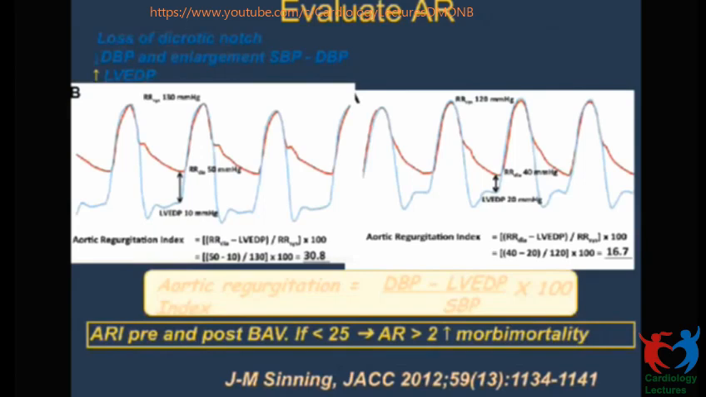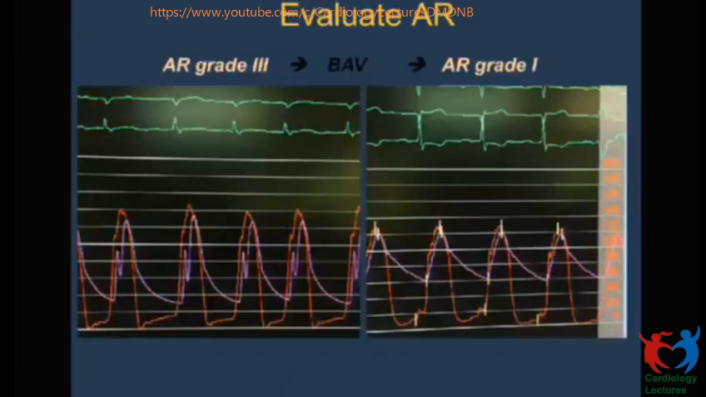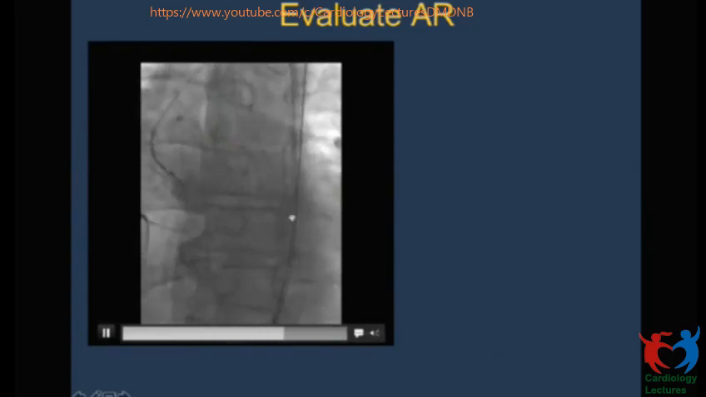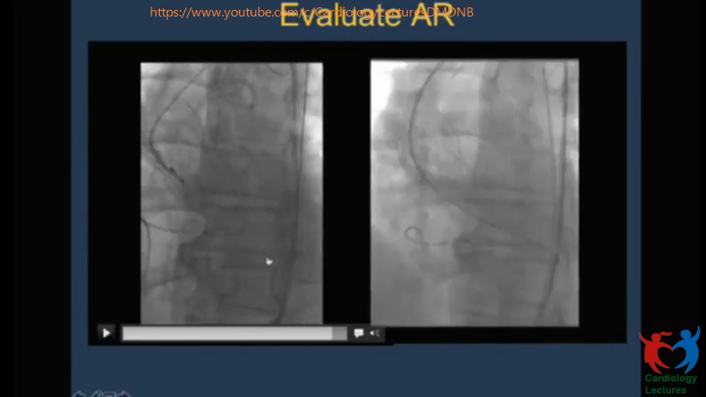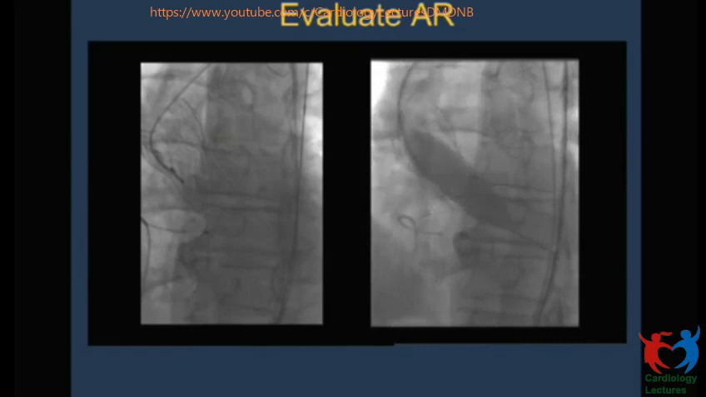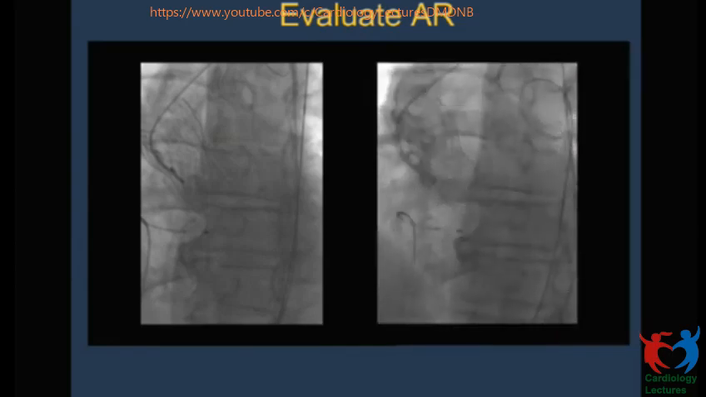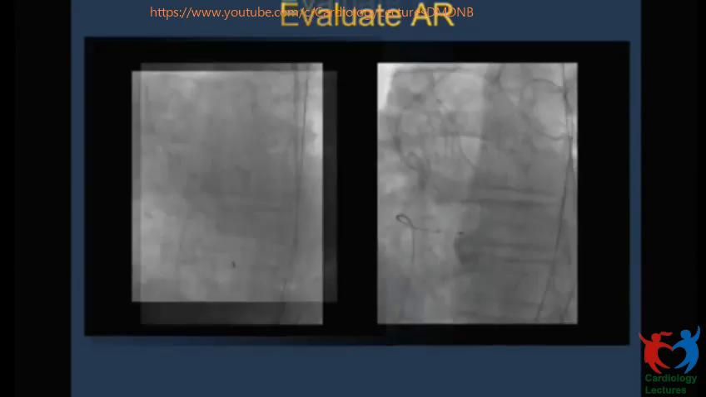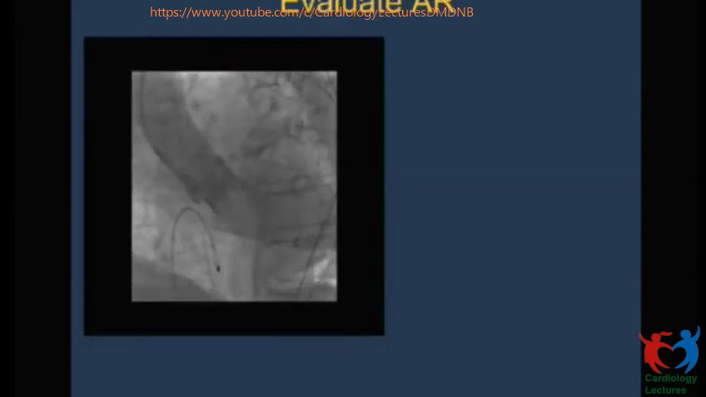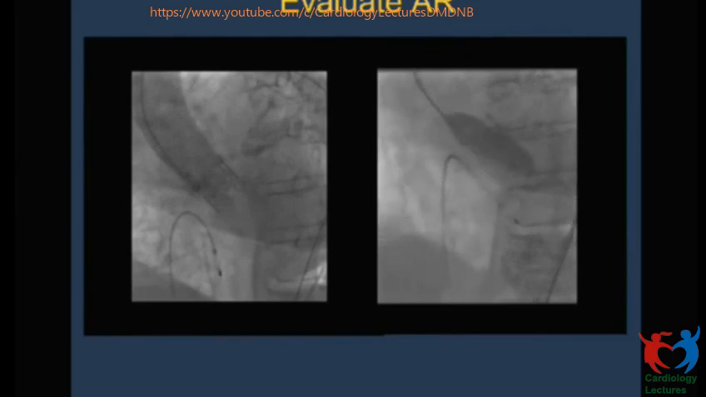Well, I don't use the aortic regurgitation index. It's too complicated to do during the procedure. You see, that's what I told you. If you have here 35 millimeter diastolic pressure, well, do balloon valvuloplasty. This is an aortic regurgitation type 3, and after the balloon, no regurgitation. So the diastolic pressure could be helpful to help you decide whether to do balloon valvuloplasty or not.